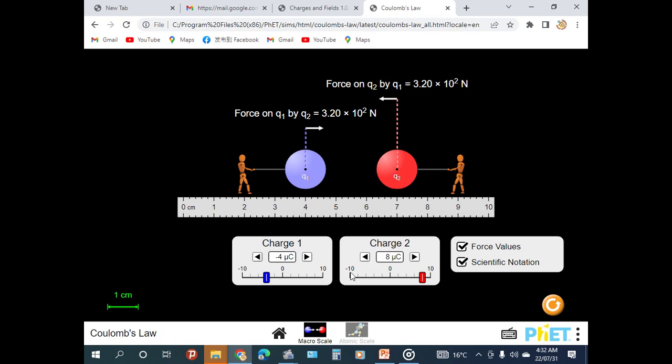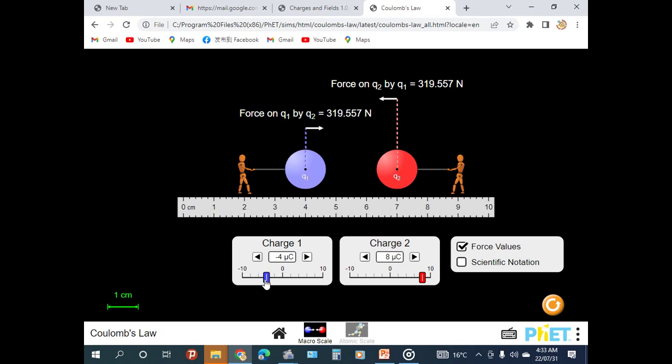The force on Q1 by Q2 is 3.2 times 10 to the power of 2 Newton. The force on Q2 by Q1 is also the same. So Q1 exerts a force on Q2 of 3.2 times 10 to the power of 2 Newton, or 390.57 Newton, just like the same.